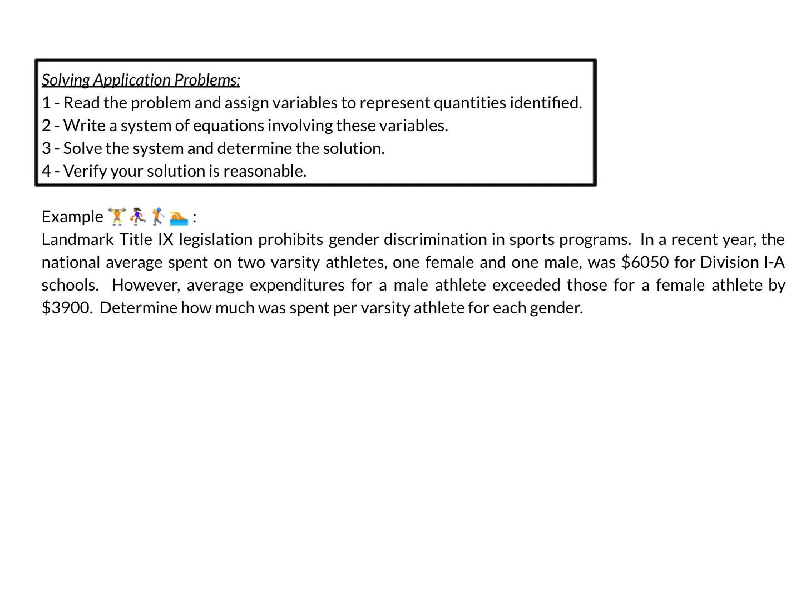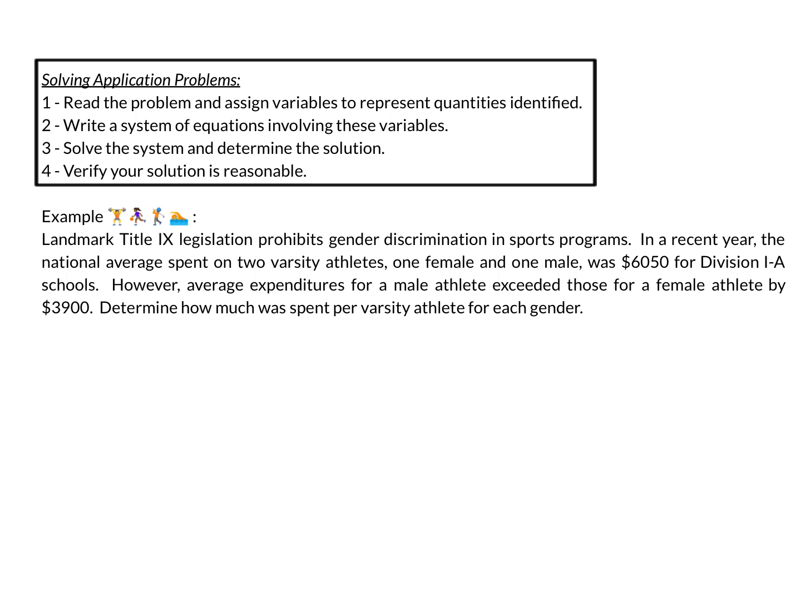So if I read this, it says, let's see, landmark Title IX legislation prohibits gender discrimination in sports programs. In a recent year, the national average spent on 2 varsity athletes, one female, one male, was $6,050 for Division 1A schools. However, average expenditures for a male athlete exceeded those for a female athlete by $3,900. Determine how much was spent per varsity athlete for each gender.